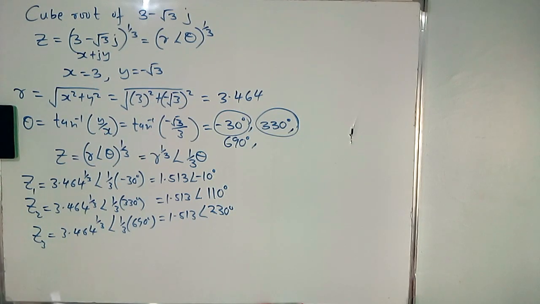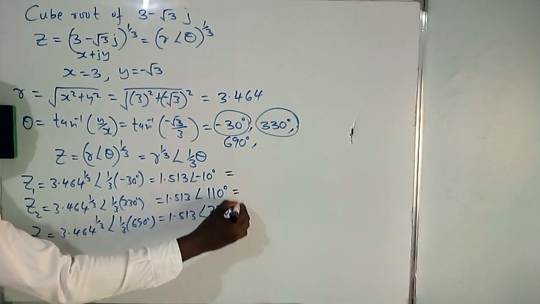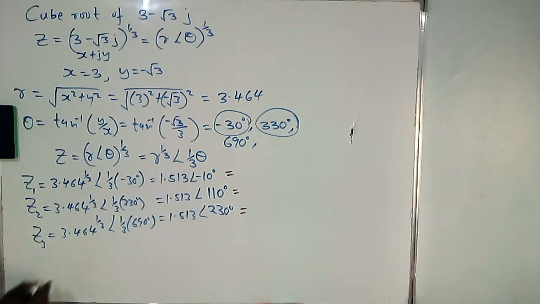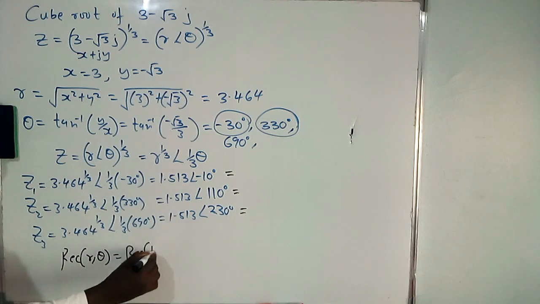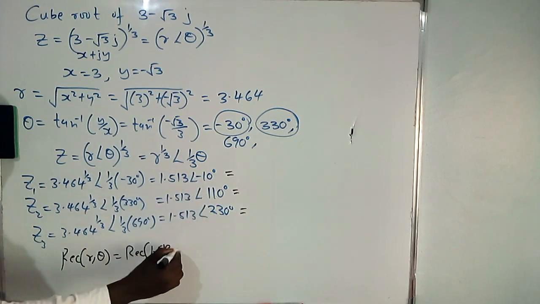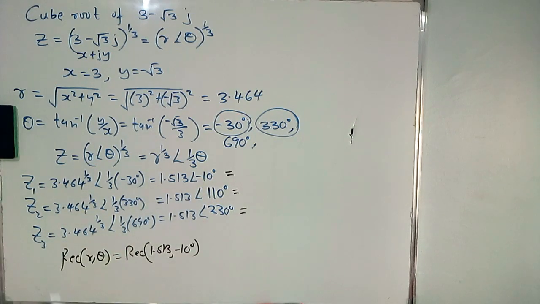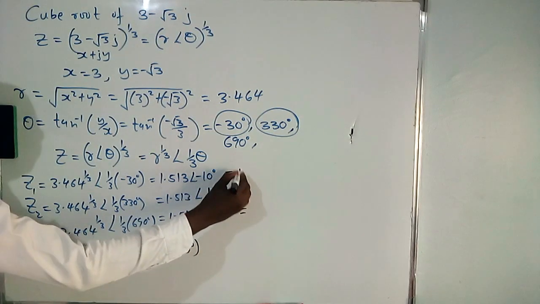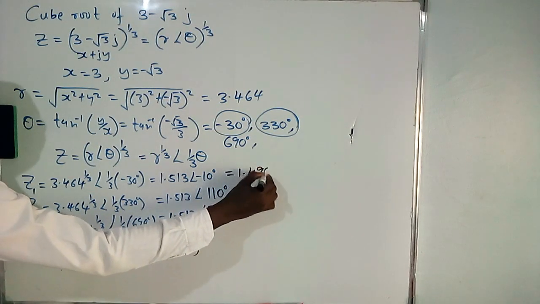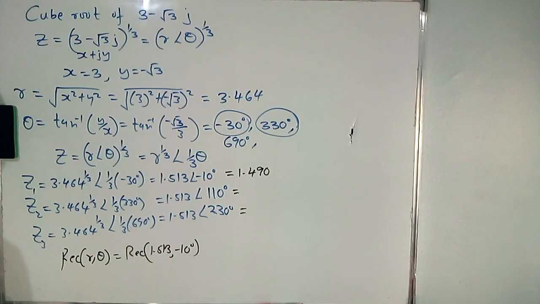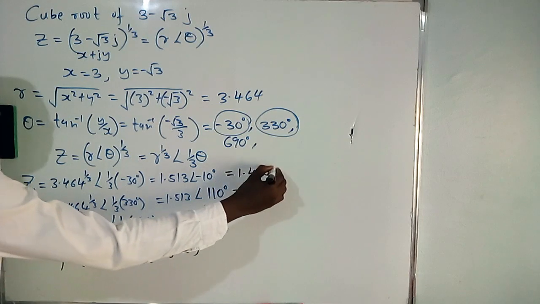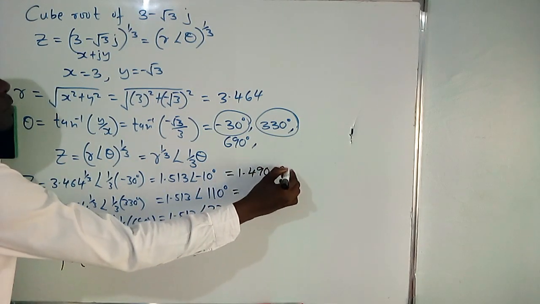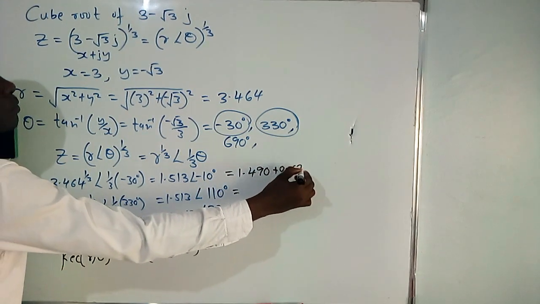Now, having found all that in polar form, we now change them back into Cartesian form, in the form x plus yj, isn't it? So you start with the rectangular form of r theta. So what is the rectangular form? Substitute the first value of r: rectangular form of 1.513, negative 10 degrees. You get x to be 1.490, then y negative 0.262j. So that is now in the form x plus yj, isn't it?